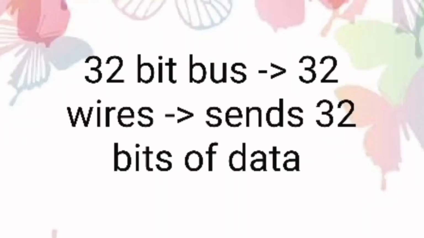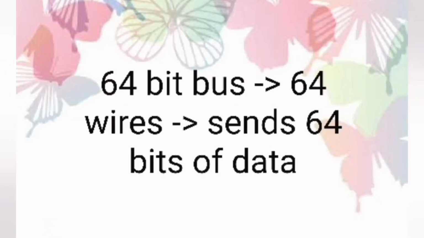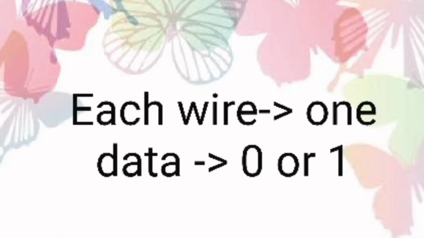A 32-bit bus consists of 32 wires and it can send 32 bits at once. It always sends 32 bits of data, not more, not less than this. If you consider a 64-bit bus, it consists of 64 wires and it can send 64 bits at once. It always sends 64 bits of data, not more, not less than this. Each wire can send only one data at a time, that is 0 or 1.